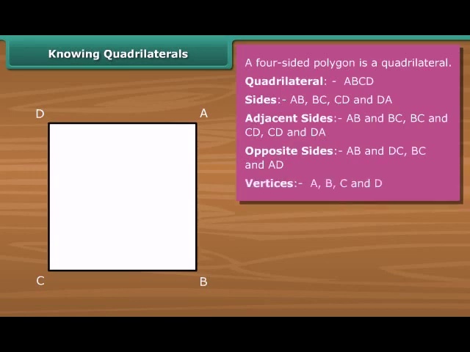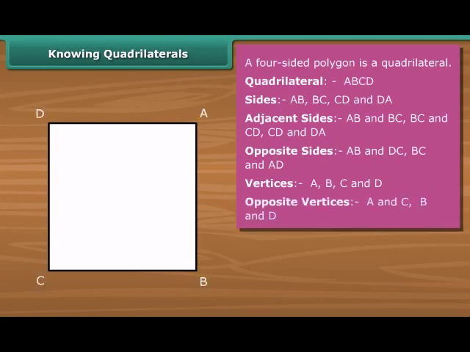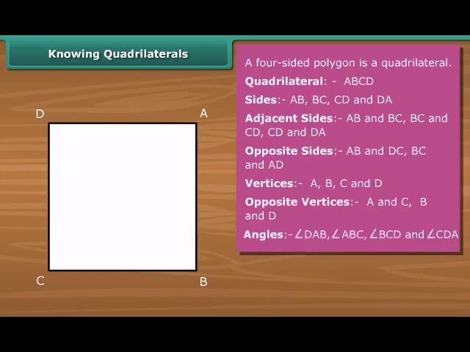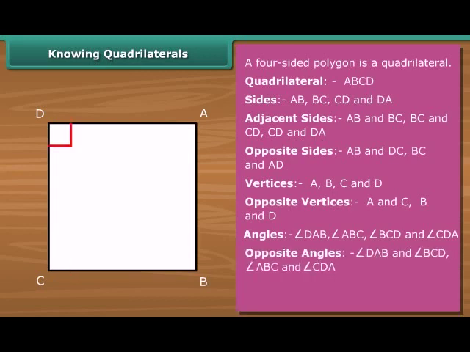The four vertices of quadrilateral ABCD are A, B, C, and D. Among them, A and C, B and D are opposite vertices. The four angles of a quadrilateral are angle DAB, angle ABC, angle BCD, and angle CDA.